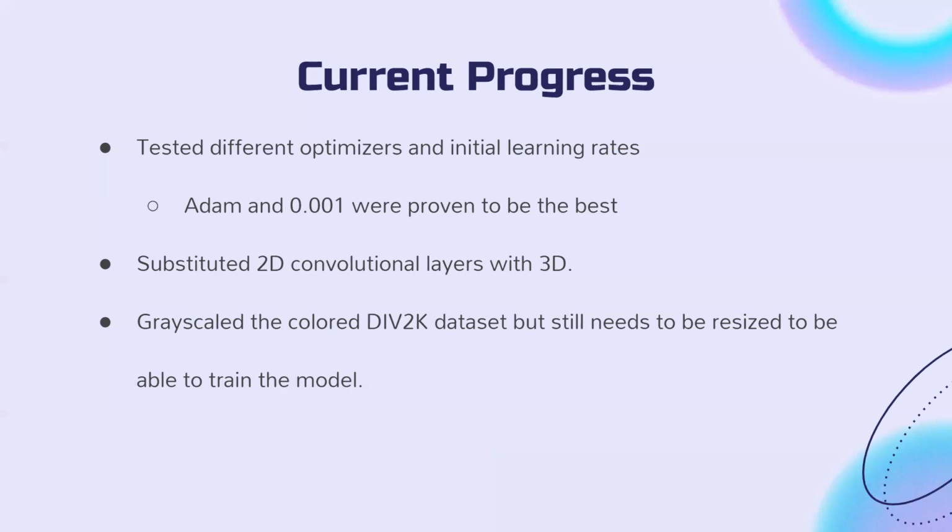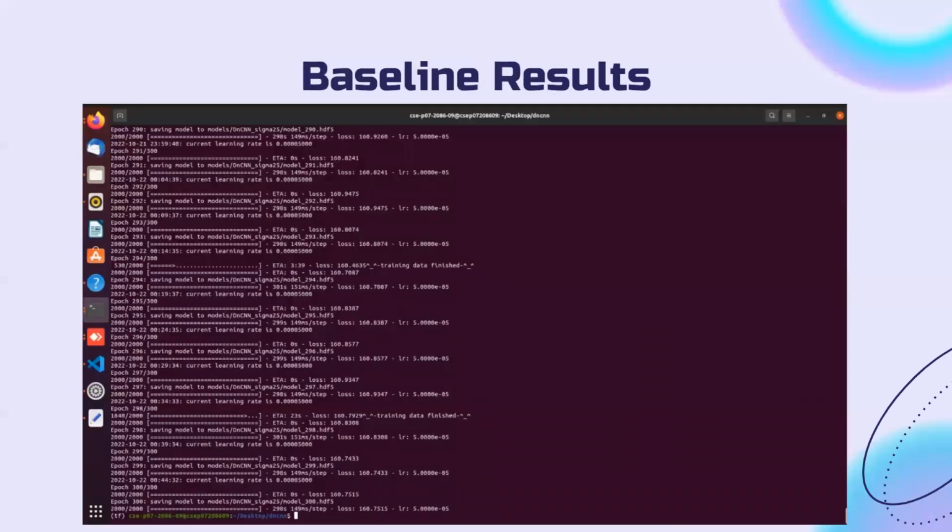After we changed the model, we tested it with different optimizers, including stochastic gradient descent and RMSprop. We also changed their initial learning rates, but we found out that Adam and the initial learning rate that the baseline code had were actually the best. We tried substituting the convolutional layers from 2D to 3D in order to adapt for 3D images, so colored images. And we grayscaled the DIV2K dataset, which was supposed to be colored, in order to test it on our model.